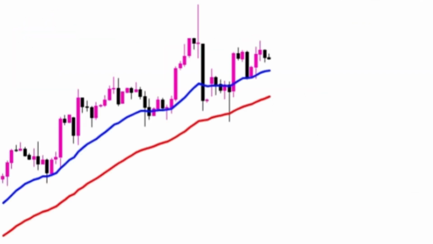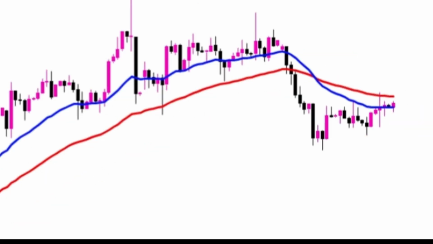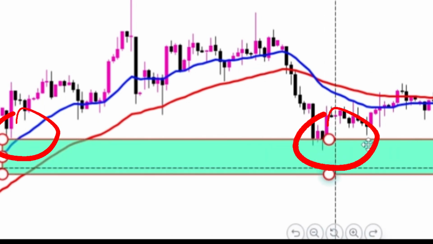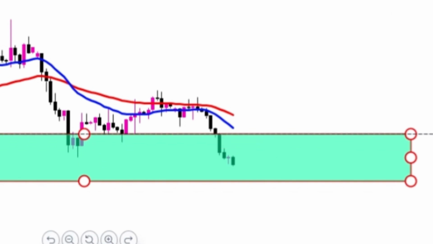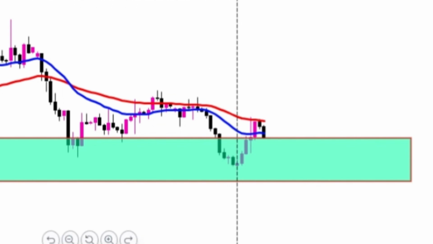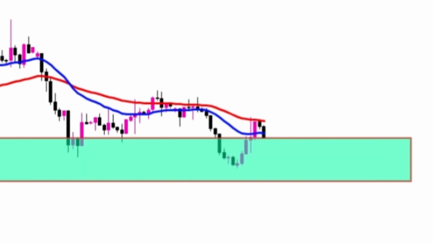Here we have the gold chart on the 4-hour time frame. We will use the 21 and 50 period exponential moving average lines in our strategy. We can see that the market has made a support zone here as it respected this zone two times. And now the market has come to this zone for the third time. But we would not enter from this point. Instead of that, we would first go to the lower time frame and then we would wait for the market to meet these two conditions in order to confirm that a bullish trend would start very soon in the market.